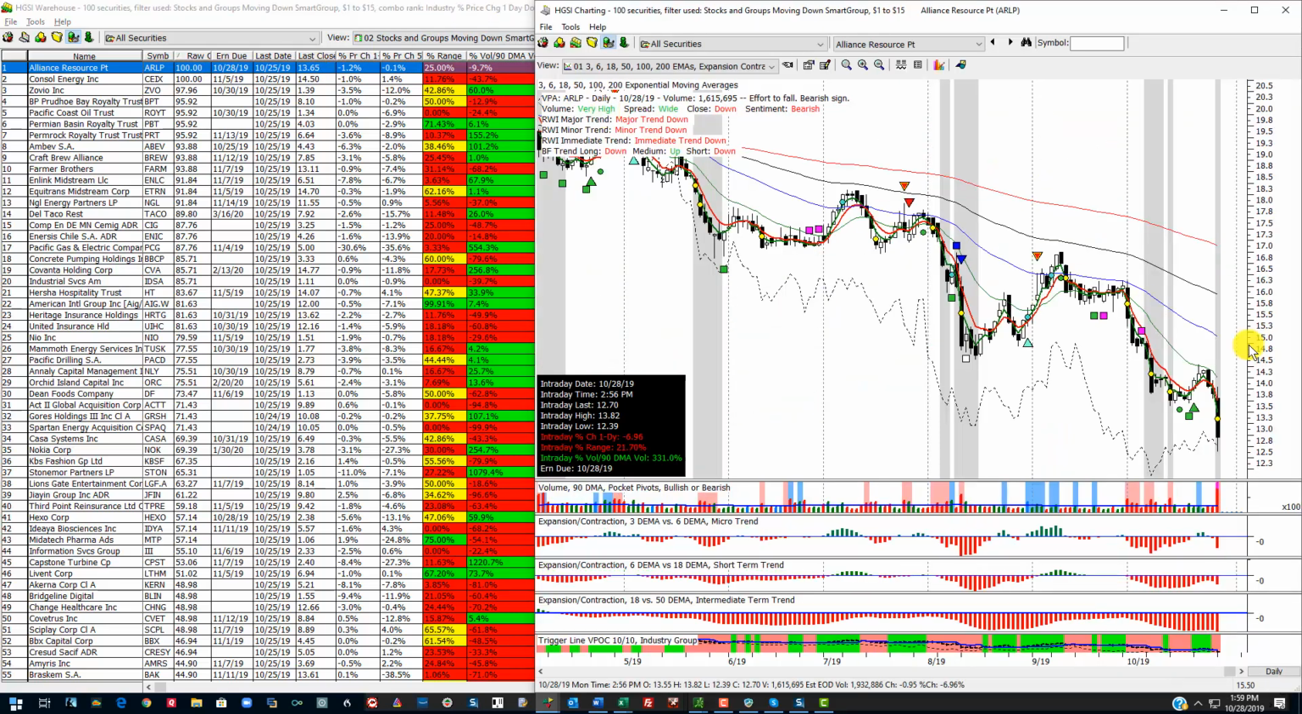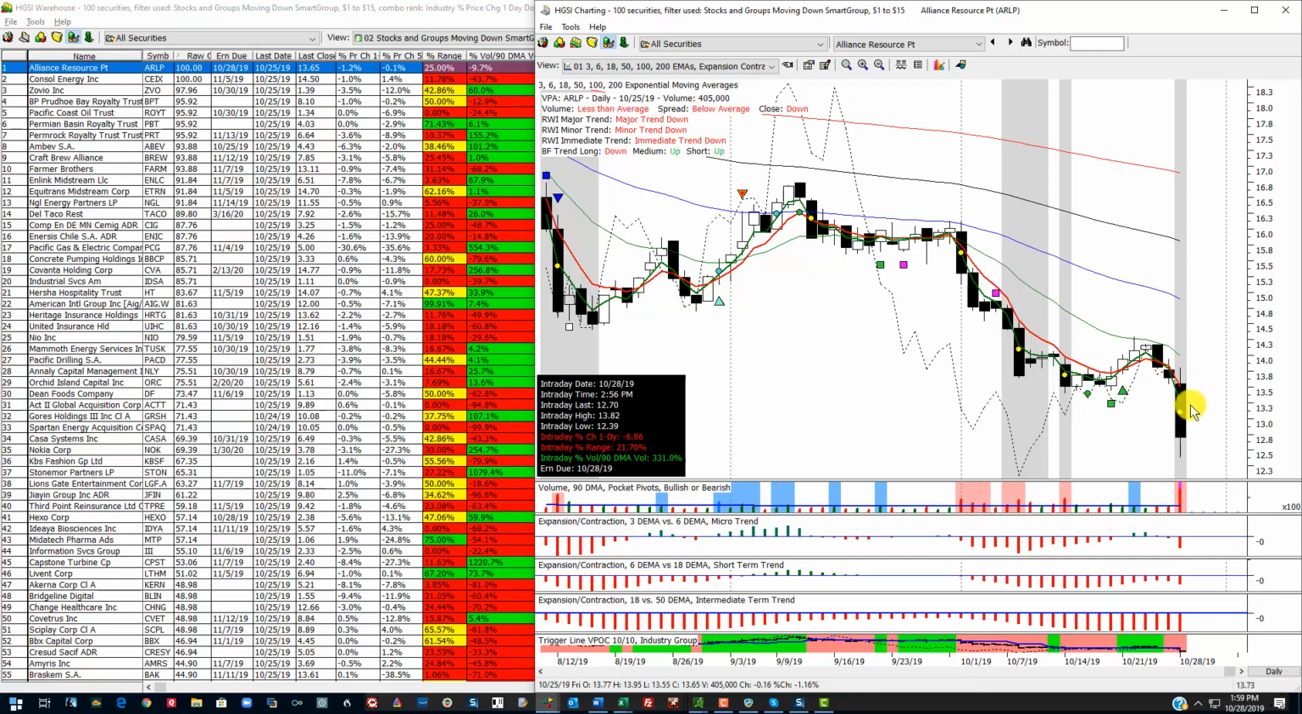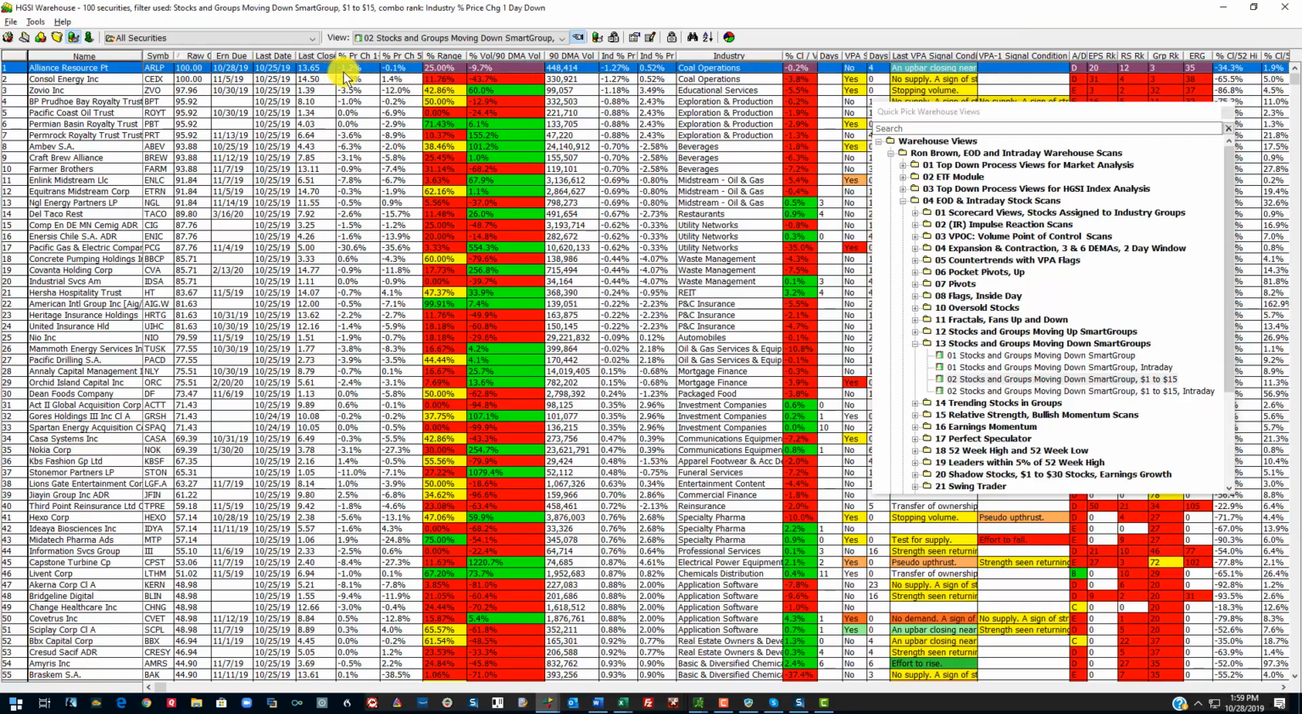Let's just look at this stock. You can see that it was down on Friday. I'm going to zoom in on this. This was Friday. This is today. And it continues down today.